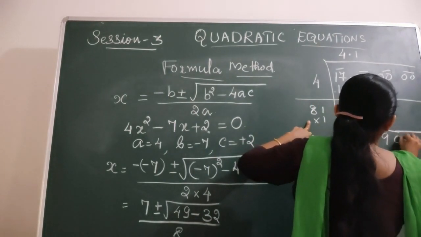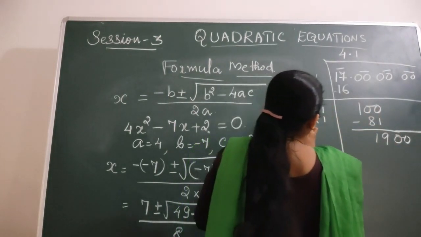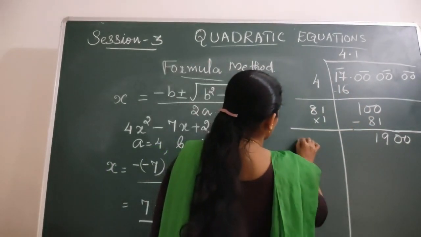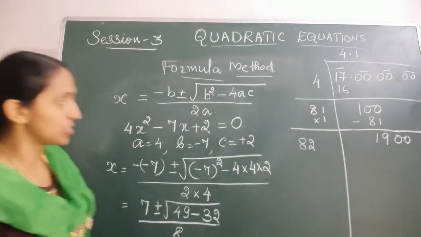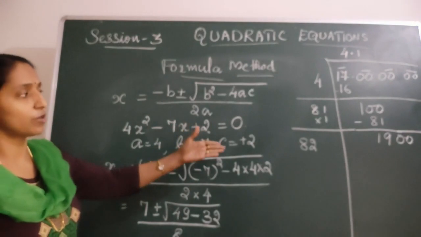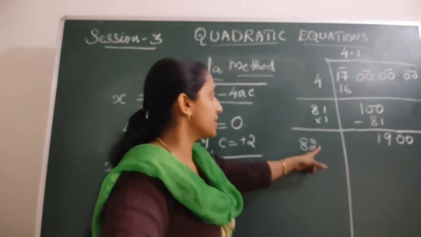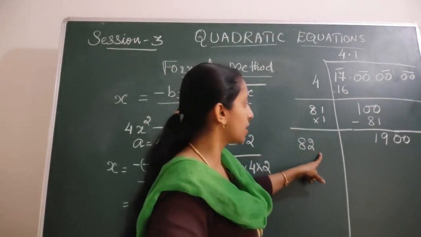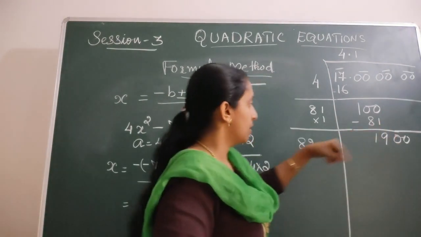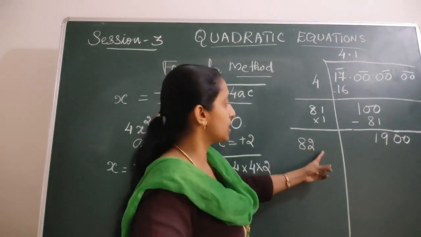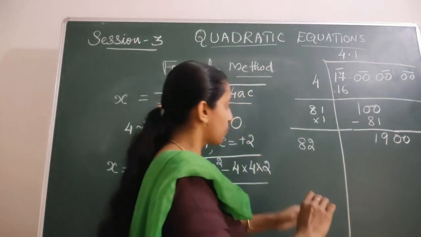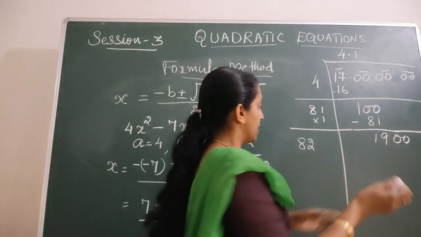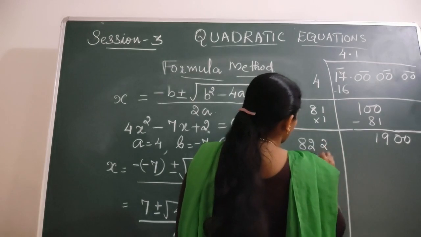Next group is 0, 0. And 4.1, decimal we will not consider. 41's double is 82. And again you will find a number which will be written on the right side of the number as well as multiplied. So if you take 1, 821 into 1, that is 821. Again you will go for 2. 822 into 2, I think that will be possible here. 3 is not possible because 8 3s are 24. It comes more than 1900. So that's not possible. So you will multiply with 2.